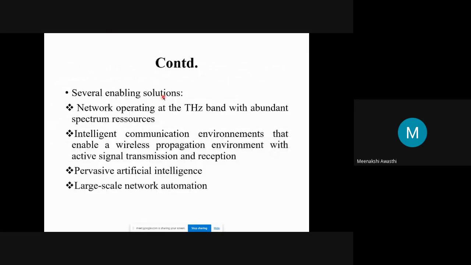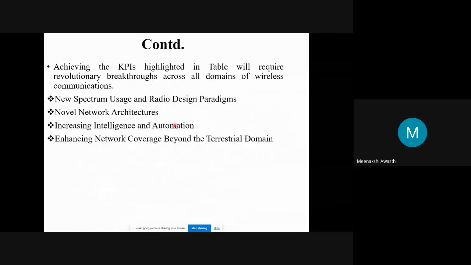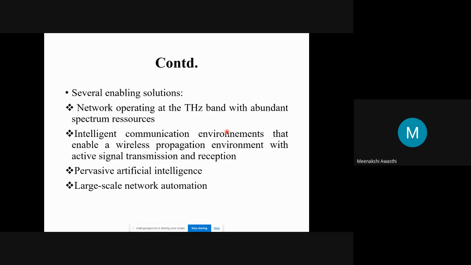So what are the solutions to these issues? These are the four areas in which we can do revolutionary research. So what are the options by which we can improve these areas and domains? There are so many enabling technologies and techniques by which we can improve upon those domains. The first case is new spectrum usage. Here in 6G, the network operates at the terahertz band with abundant spectrum resources.